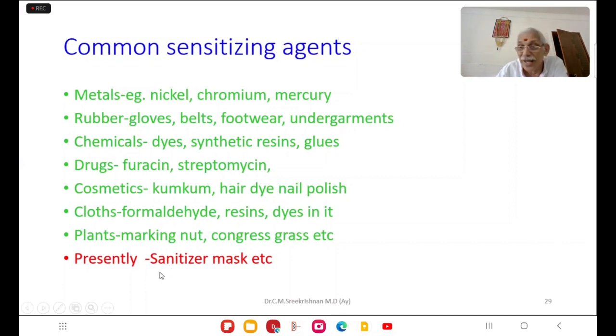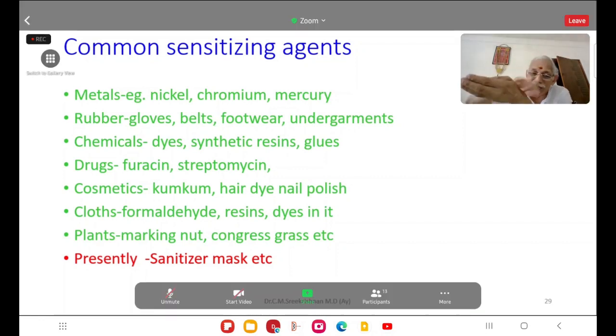And presently the post-COVID problem, sanitizer and mask. Many patients are coming because post-COVID people are wearing the mask and using the sanitizer more and more, and sanitizer is more alkaline. The skin normally has an acidic pH, and that acid pH protects our body from bacterial infection. Due to over-use of sanitizer, the skin becomes more and more alkaline, and bacterial infection comes very easily. So that is also happening nowadays.